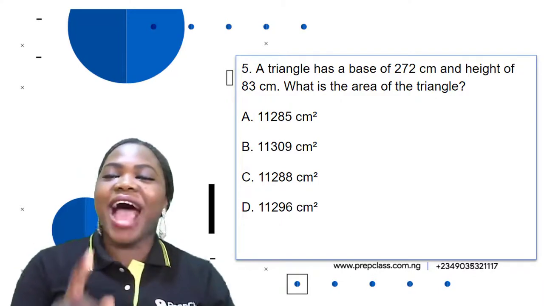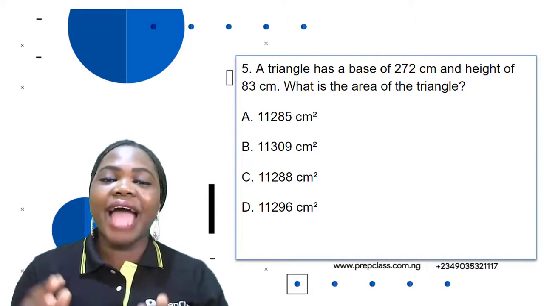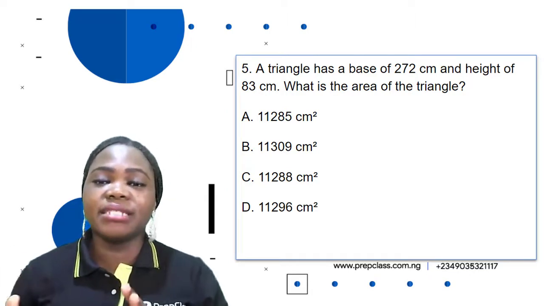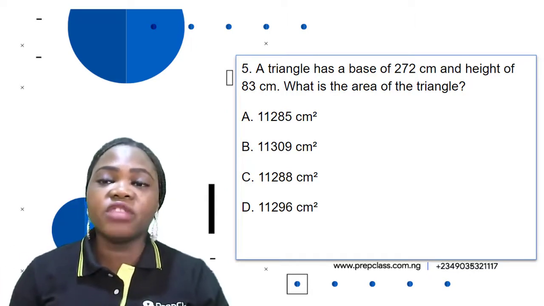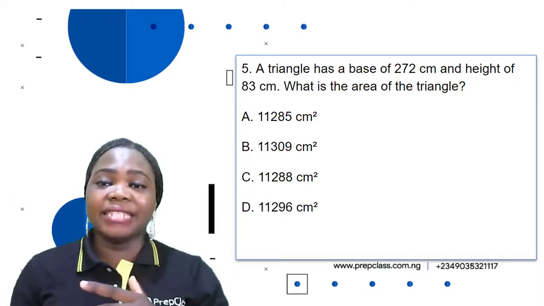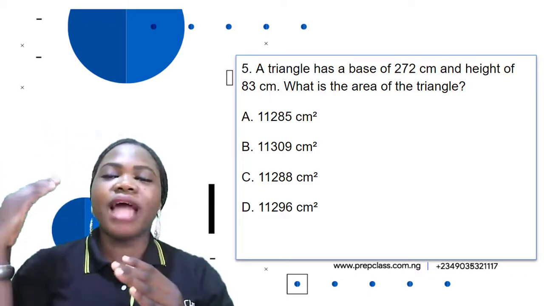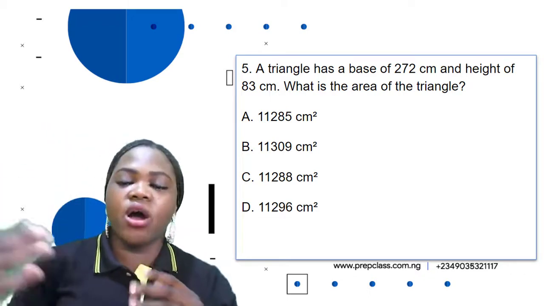A triangle has a base of 272 centimeters and height of 83 centimeters. What is the area of the triangle? So a triangle has 3 sides. So it has a base and it also has a height. Now we are asked to find the area of the triangle.